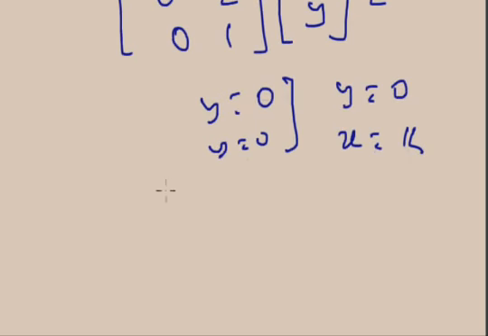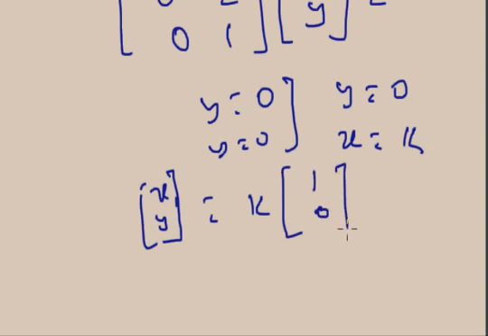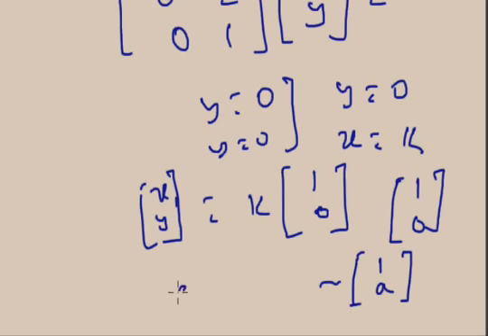So the eigenvector x, y is equal to k into 1, 0. So 1, 0 is the eigenvector. So it is in the form of 1 a. That means a is equal to 0.